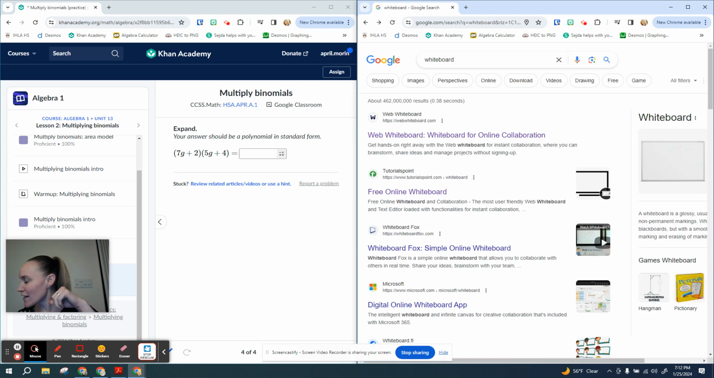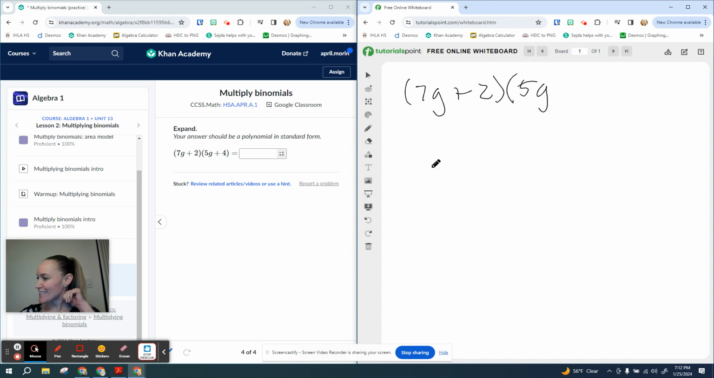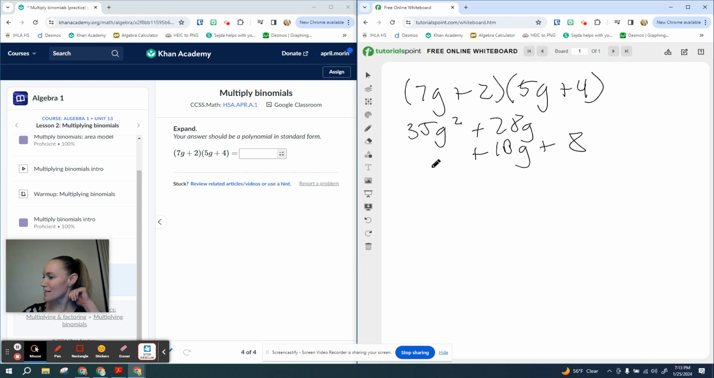Oh, I did it again. No. Well, just hang on a minute while I catch up here. I know sometimes my fingers slip and I just go back accidentally. 28g plus 10g plus 8. All right, that's where we were right.